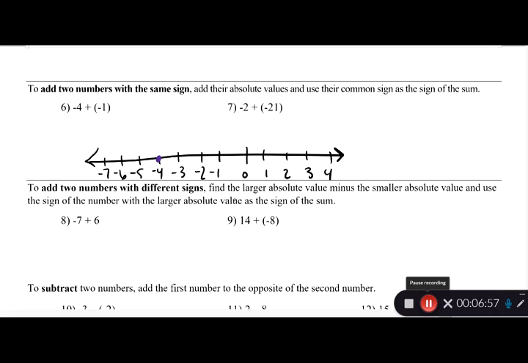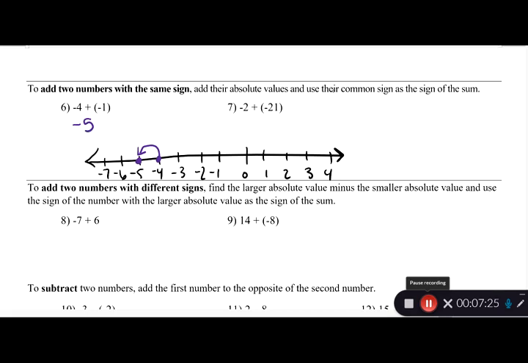Put it in a way that is relatable for you, that makes sense for you. So I use money. -4. So if I owe you $4 and I come back and I borrow another $1, I did not pay you back. I owe you more money. So I'm going more negative. So my answer would be -5.